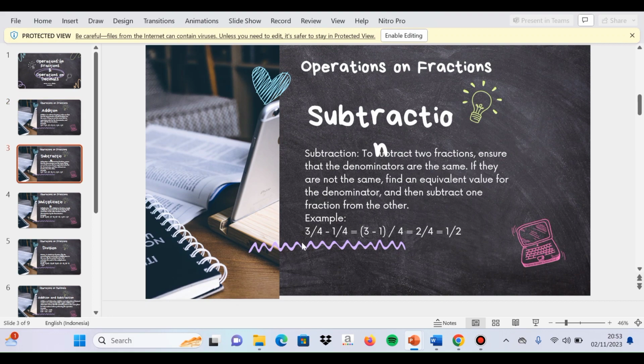Next, subtraction. To subtract two fractions, ensure that the denominators are the same. If they are not the same, find an equivalent value for the denominator and subtract one fraction from the other. Here are examples from operation on fraction subtraction.